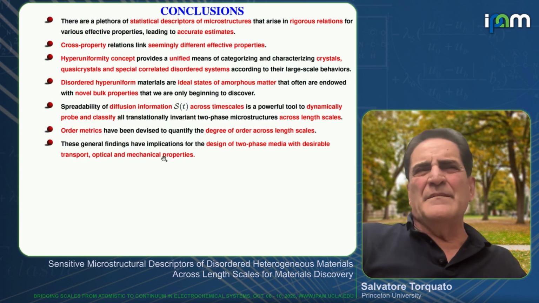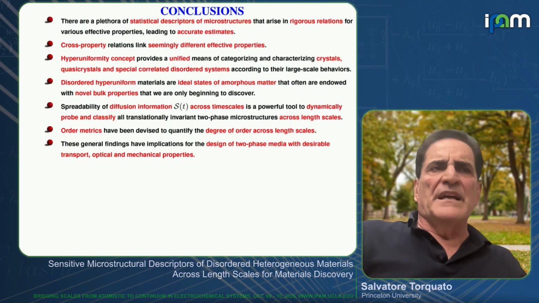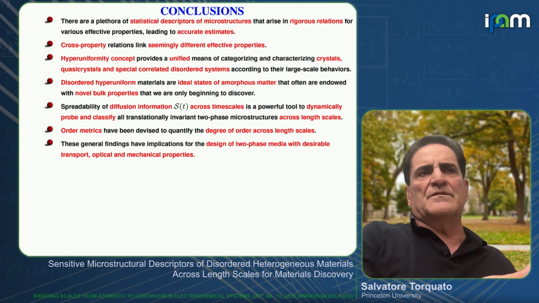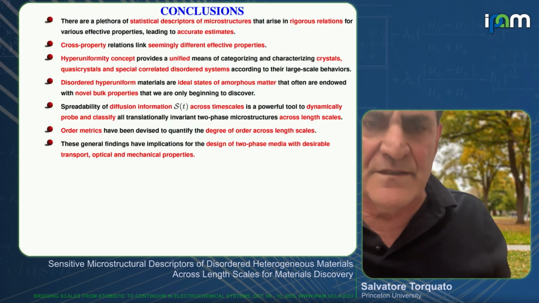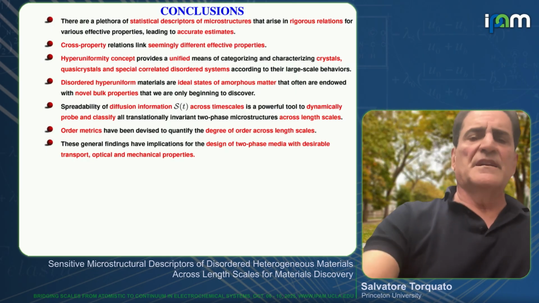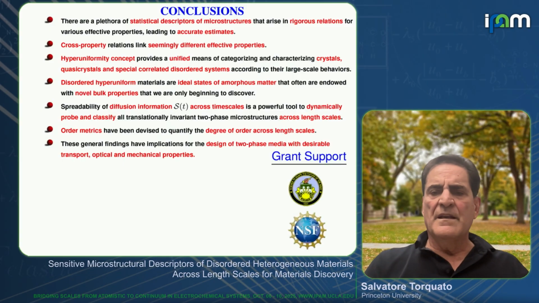I didn't have time to really dwell on that in this talk. But I think you can appreciate the fact that once you can relate properties to the microstructure in the form of these correlation functions, then you can do inverse optimization to design systems with desirable properties. We've done that, but I'm not going to have time to talk about it.